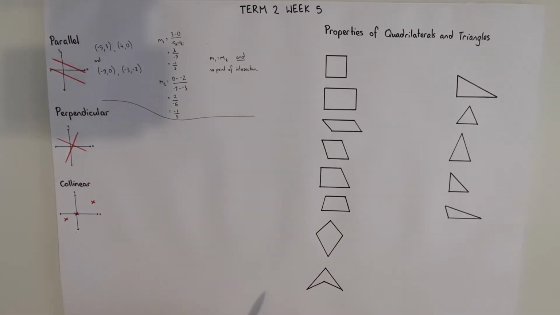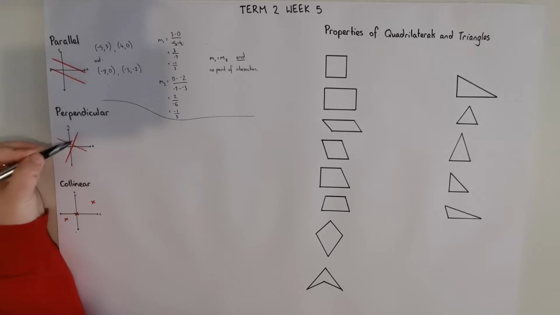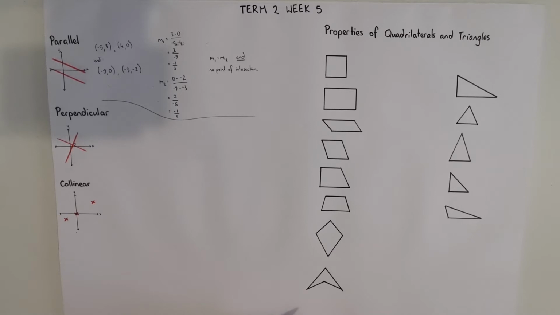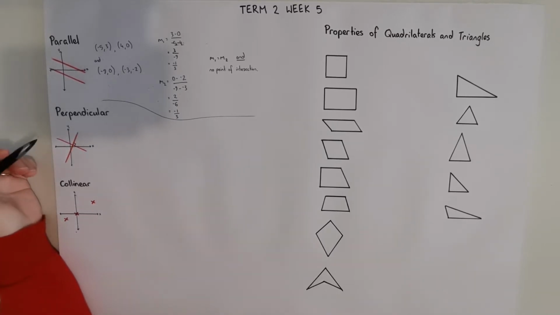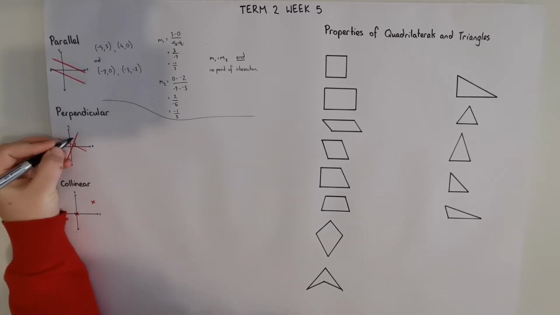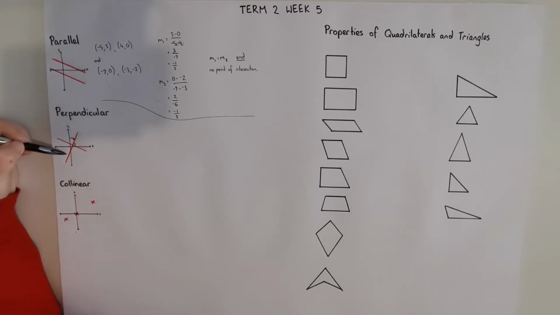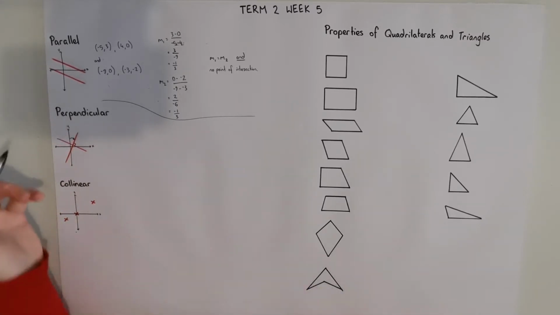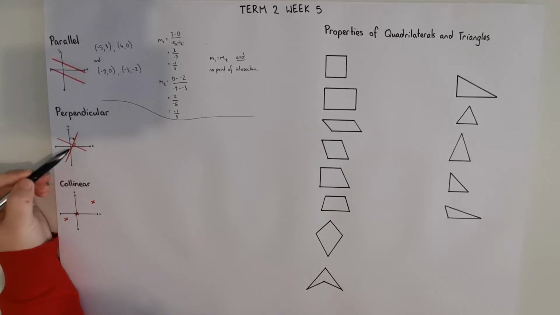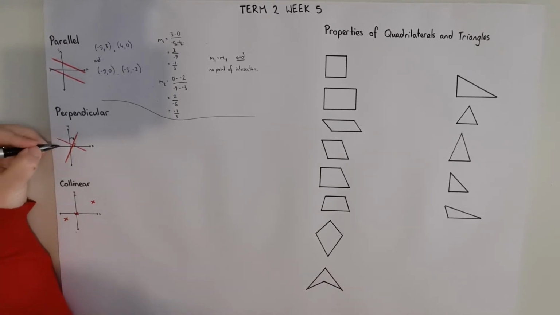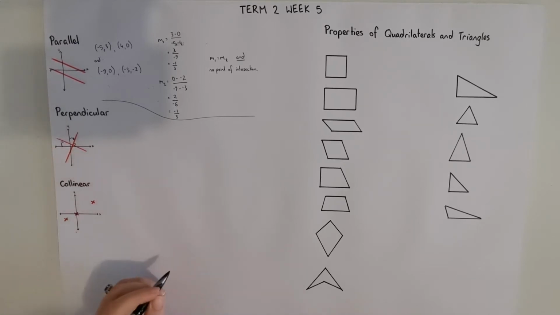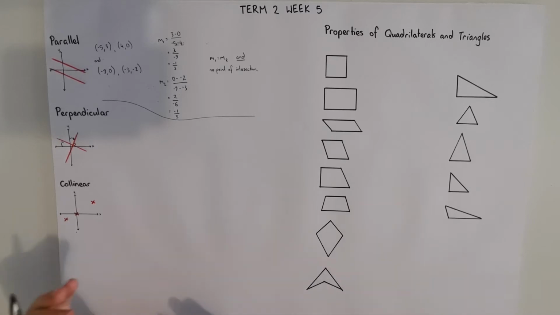Okay, perpendicular lines. Perpendicular lines must always intersect at right angles. Exactly the opposite, I guess, to having the same gradient. Note that this line here has essentially been pivoted, rotated from the y-axis, which also means that this line has been rotated from the x-axis, but they've been rotated by the same amount.